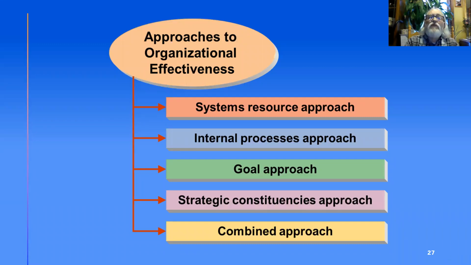Here we have some different approaches to being effective. Remember, effective is meeting our goals and accomplishing our mission. We have the systems resource approach, the internal processes approach, the goal approach, strategic constituencies approach, and the combined approach of any of the above. And that's the particular one there at the bottom.